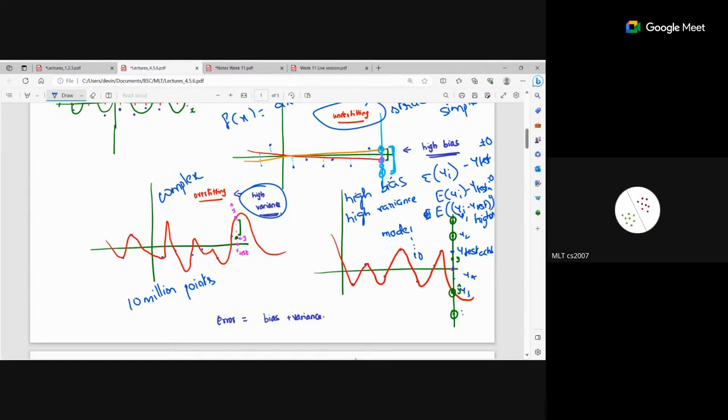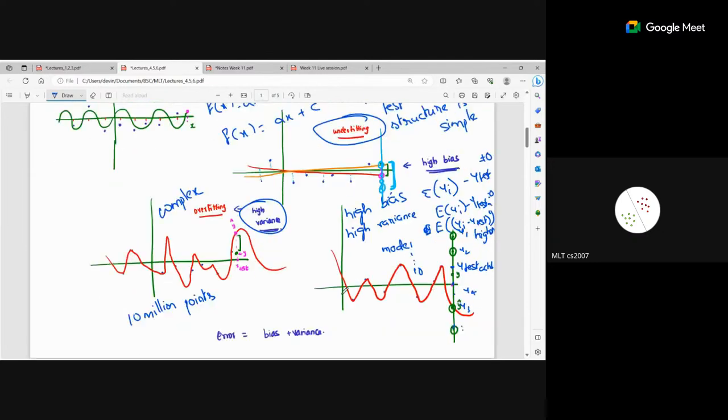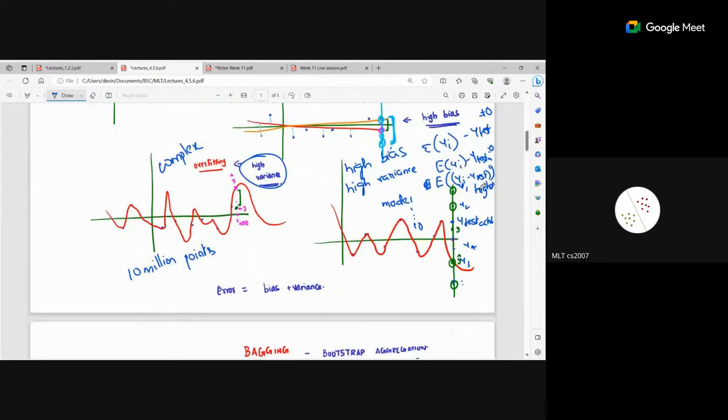You can see that whatever values you get, y1, y2, and so on up to y10, are fluctuating a lot. When you compute yi minus y test whole square for different overfitting models, the variance is going to be very high. But for underfitting models, the expectation itself is going to be wrong. What I mean by expectation is, look here, I'll draw the same line.